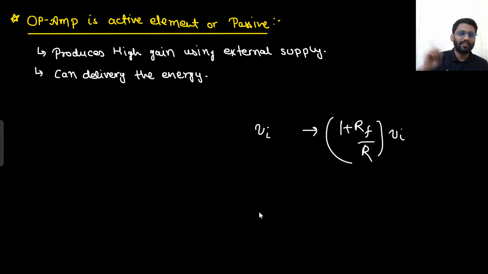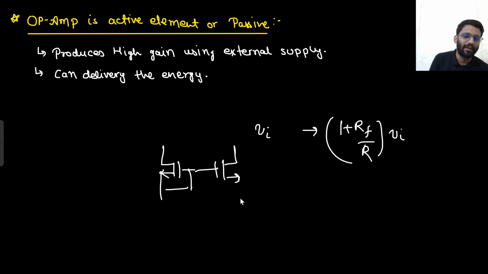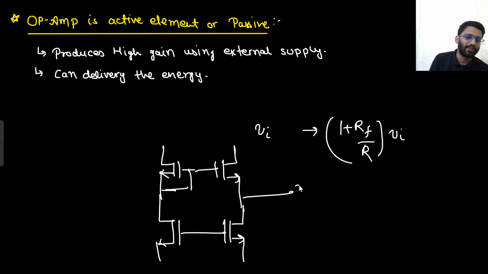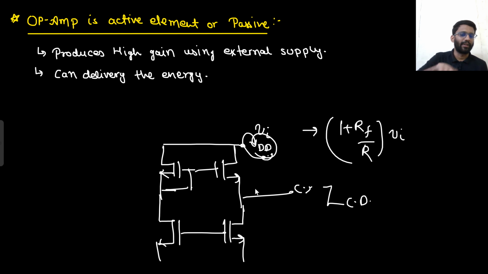And we studied the internal structure of OpAmp in the last lecture. We made an OpAmp using transistors only. Then there was a further stage as well: a common source stage, then a common drain stage. So this was the internal structure. All these transistors need the VDD bias to operate. So they need an external supply.